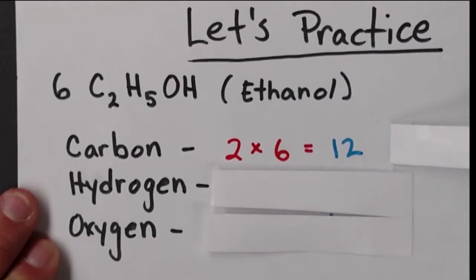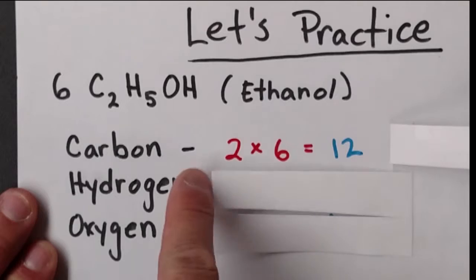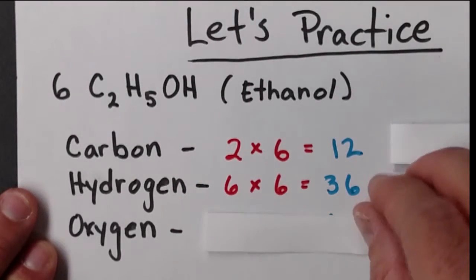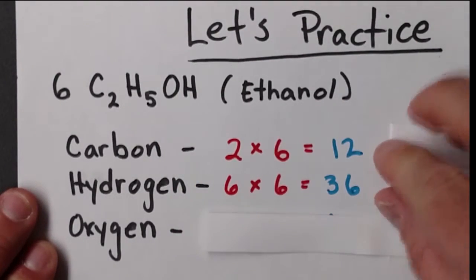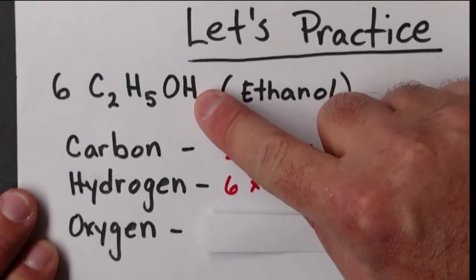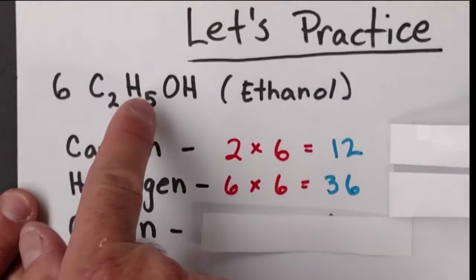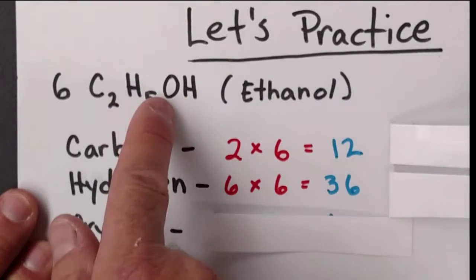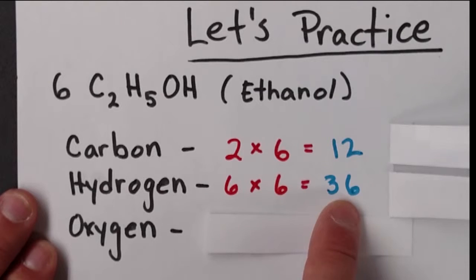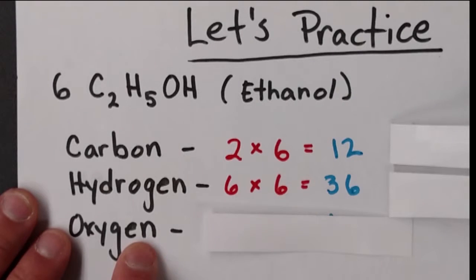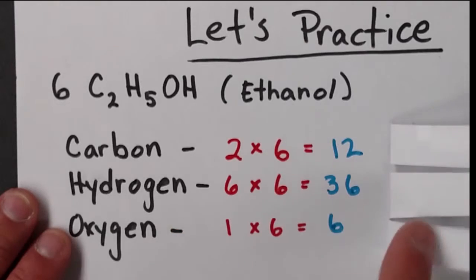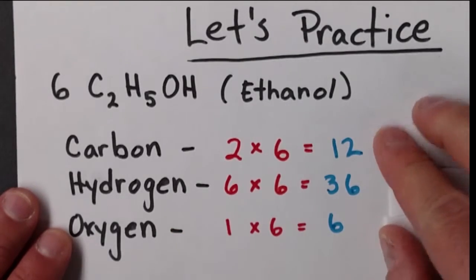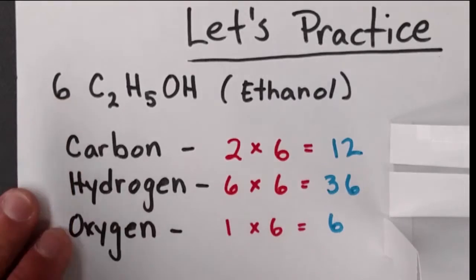What about hydrogen? How many hydrogen do you think there are? Did you say 36? If not, I bet you forgot about this H at the end. 6, and then we have 5 here, and an additional 1 here. So 6 times 6 gives you 36. What about for oxygen? Did you say 6? If so, great. 6 times 1 will give you 6.